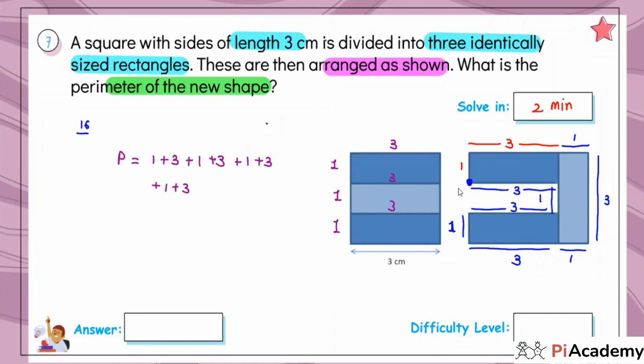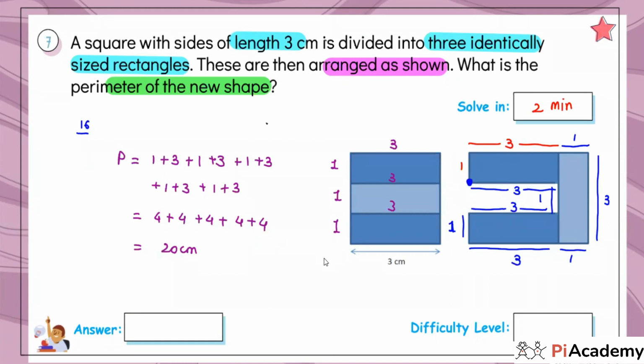And again 1 plus 3, that's it. Okay, fine. So this we need to add. This is 4, this is 4, 4, 4, and 4. So as we can see here, there are 5 times 4, right? And that's very clear. It must be 20, right? So answer will be 20 centimeters.